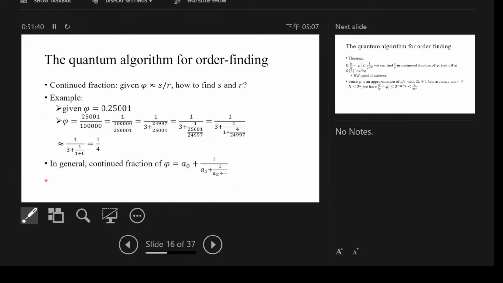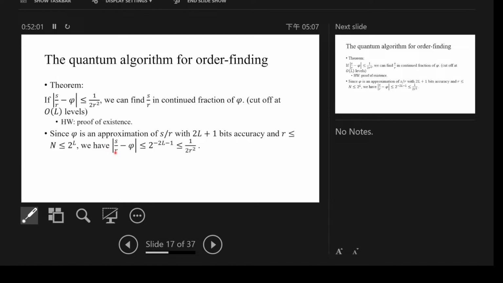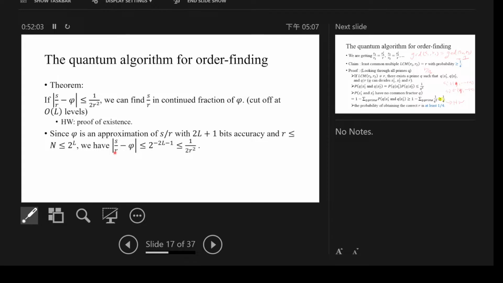Okay, and in general you can do this for any number. You write this with some a0, and you can have a continued fraction for any number, not just a number less than 1. That's the continued fraction algorithm, and we don't go through the exact proof of how it works, but we have a kind of proof.